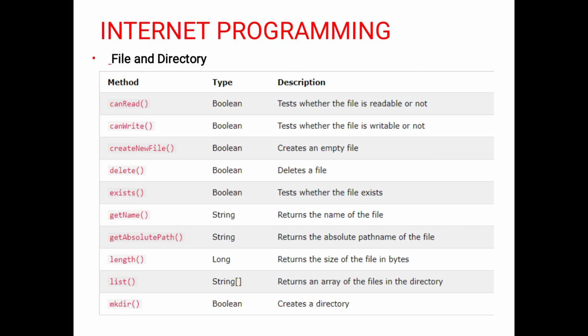And the next one is length. Using this method, you can find the size of a particular file in bytes, right? The next one is list. What is the meaning of list? It returns an array of the files in the directory, right? And the next one is mkdir. Using this method you can create a directory, right? So these are the different methods which are used in the files concept.